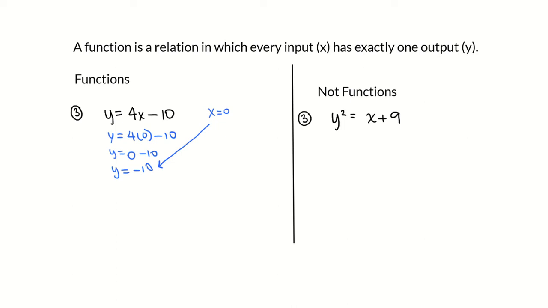This third example that is not a function, let's do the same thing and plug in x equals 0. That would give us y squared equals 0 plus 9, or y squared equals 9. But now if we square root both sides to solve for y, we would get that y could be 3, because 3 squared is 9, but y could also be -3. So the x value x equals 0 gives two possible outputs, y equals -3 and also y equals +3. But a function can have exactly one output, so this is not a function.